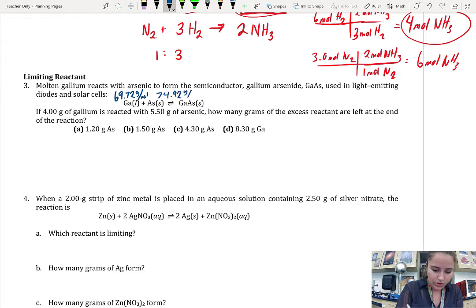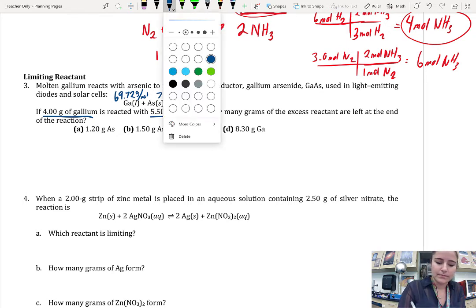74.92 grams per mole. Okay, and it's only asking us for the excess reactant left at the end, so we really don't even need to worry about the product. We're not given it, we're not asked about it, so we don't even need to find its molar mass. But what we do need to find is which one of these we have more moles of. When it's a 1-to-1 ratio, it makes it a little bit easier to compare, so we just need to convert to moles.